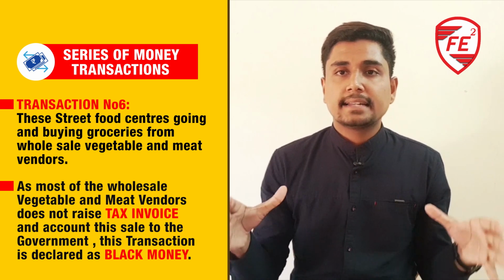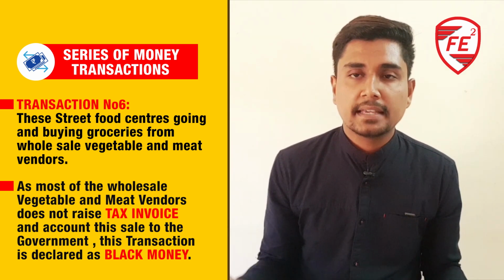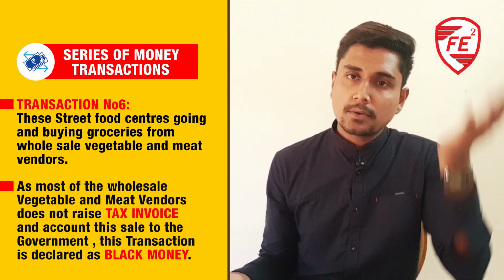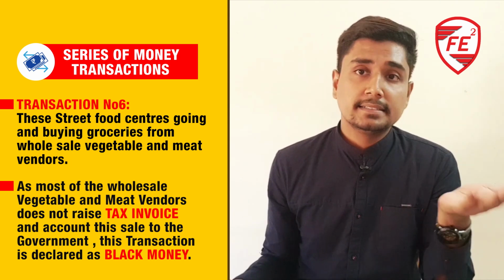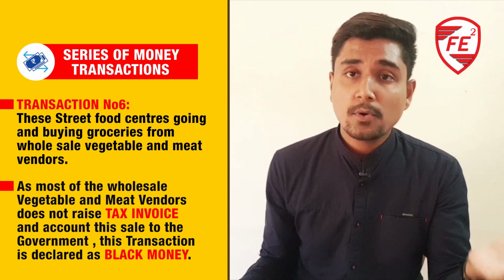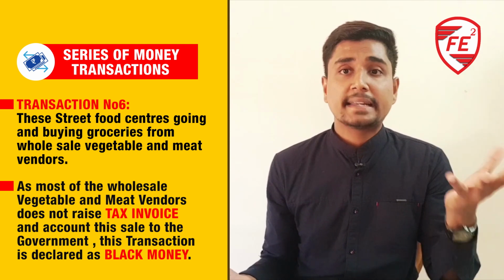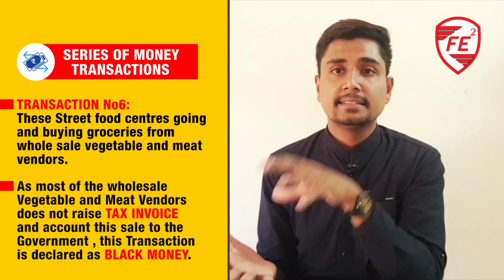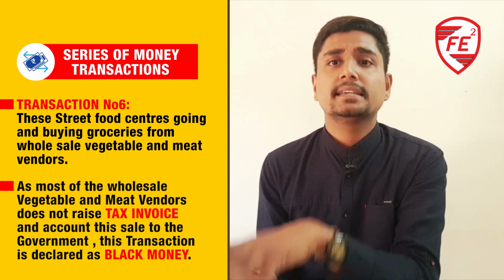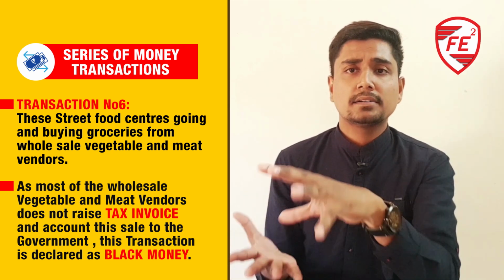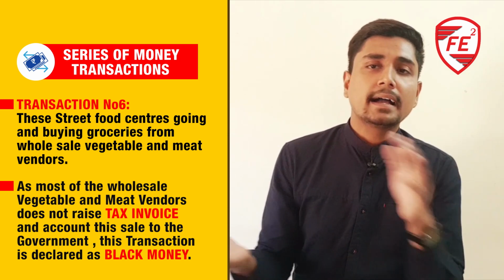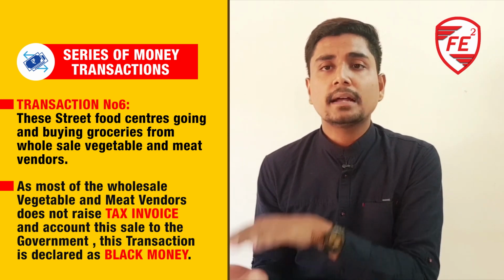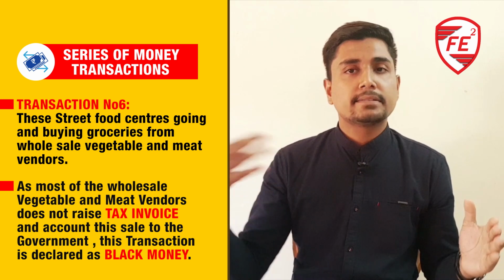Then again, this transaction is converted into black money, because these roadside food stores don't generate a tax invoice, and they took that money as black money, and they spend it in this wholesale grocery or wholesale fish market or meat market. They again spend it in the form of cash, and again they are not generating any receipt, and they are not accounting to the government. Again it is converted into black.